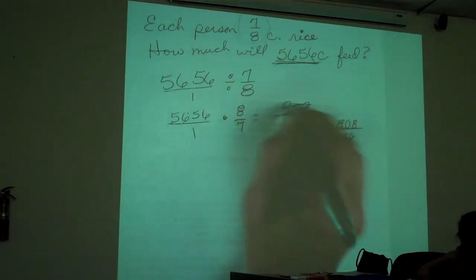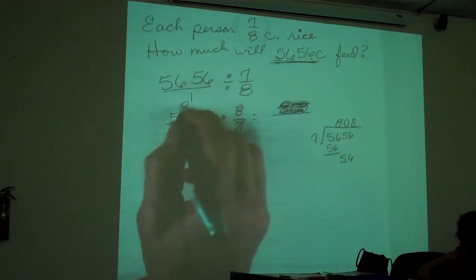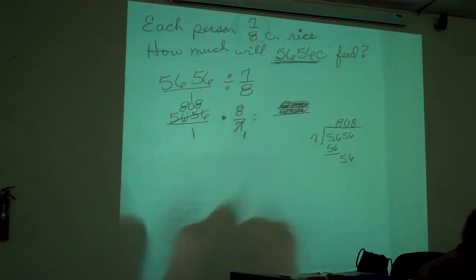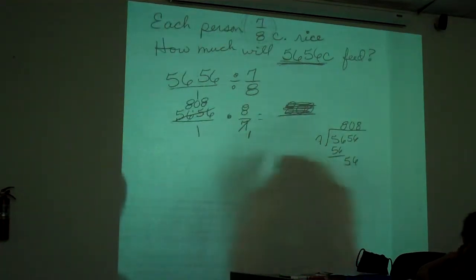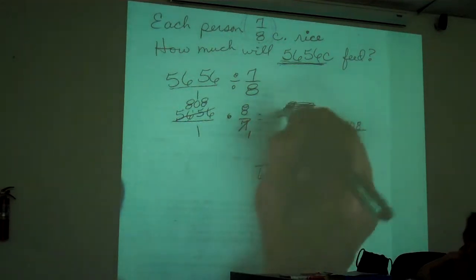We divided by 7, so 56 divided by 7 is 8. So we have to do 8 times 8 is how many people it's going to feed, right? 8 times 8, 64 people. Right, 64.